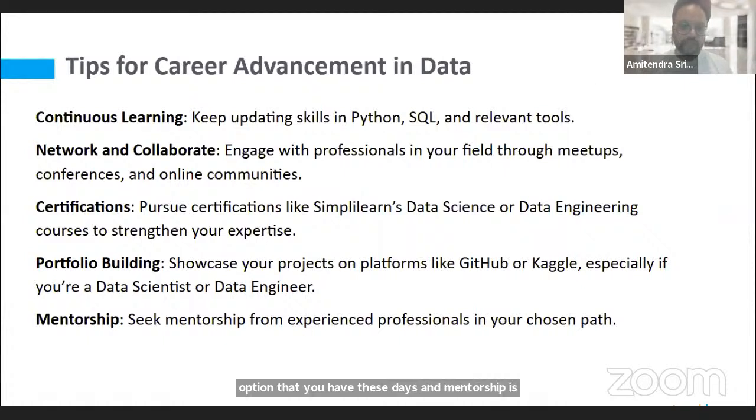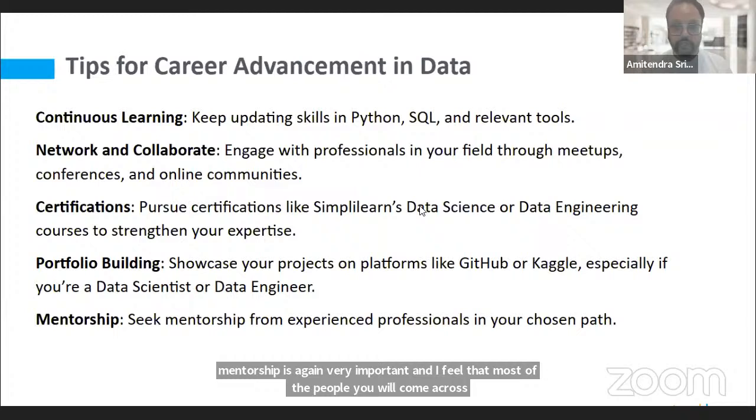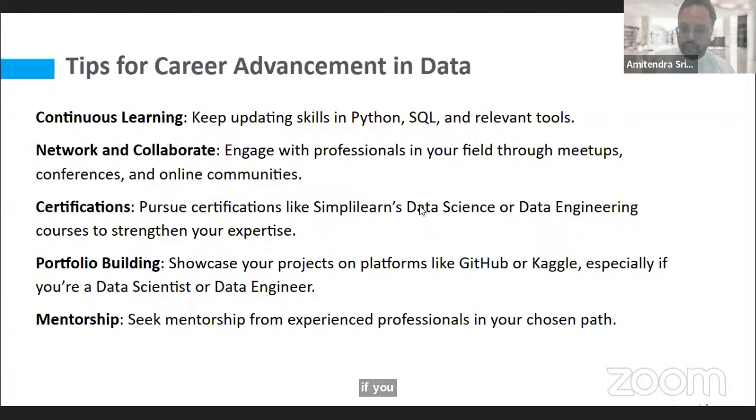Initially when I started my career, I had a good mentor in my life, which actually helped me in terms of shaping up my entire career in this particular field. So mentorship is again very important, and I feel that most of the people you will come across, if you actually ask for help, they always help. That's what I would say. So mentorship is something that you can look into.